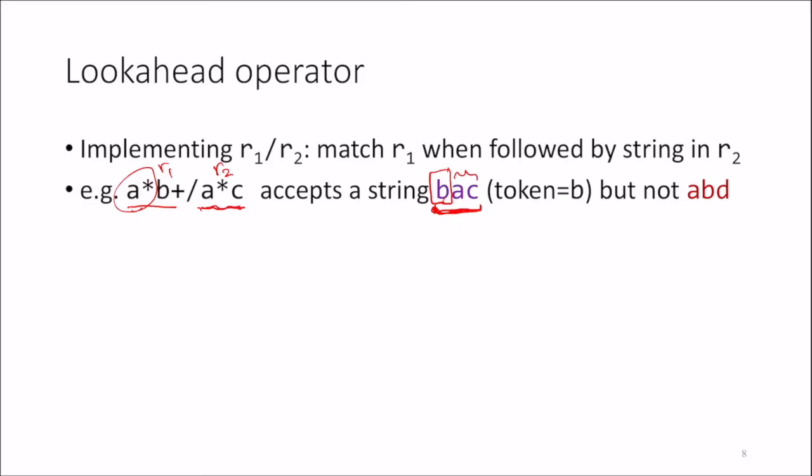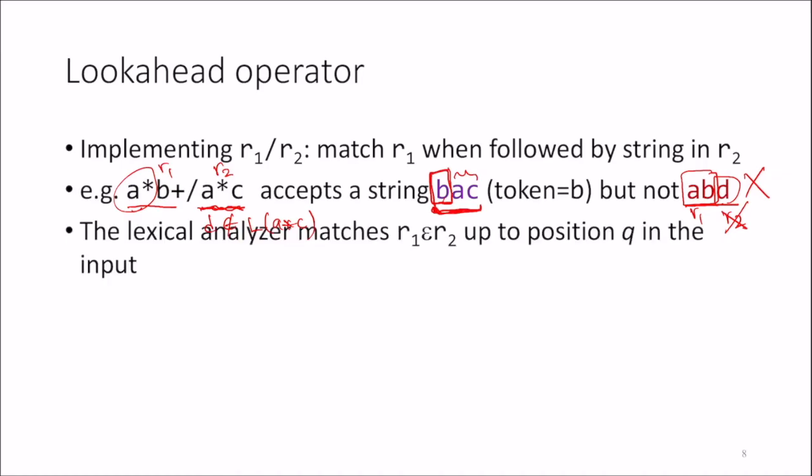And so in this case, it would return B as a token because the context includes something that is matched by R2. But if I have an input like ABD, AB is matched by R1, but R2 is not matched for D because D does not belong to the language of A star C, right? So this one is ruled out and it doesn't do the matching for that.